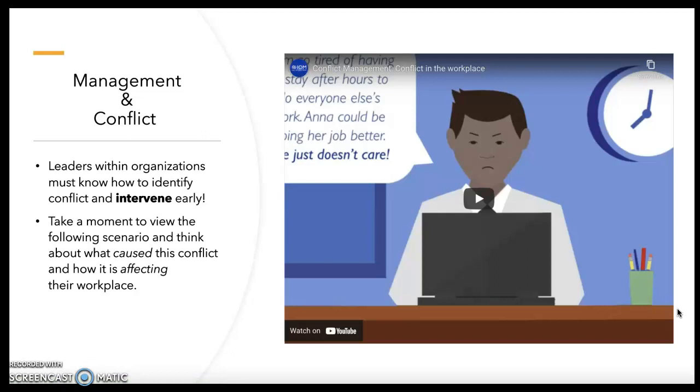So as mentioned, it is incredibly important for leaders to know when conflict is arising and to intervene early. So we will take a moment to view the following scenario and think about what caused this conflict and how it's affecting their workplace.